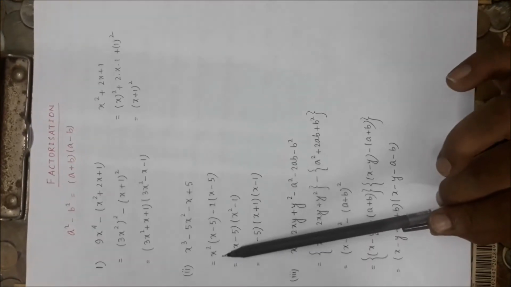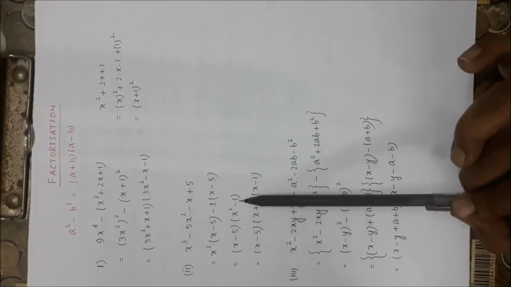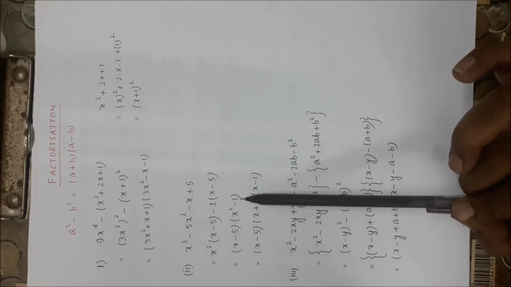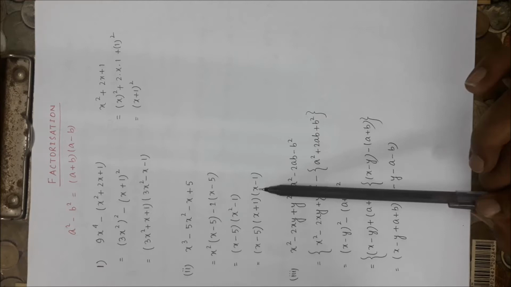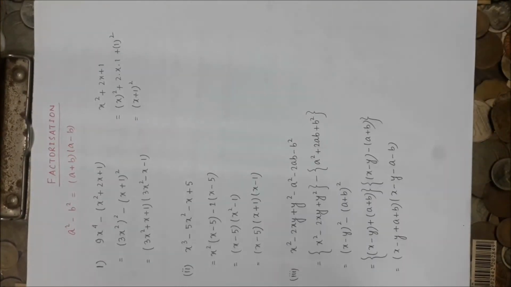So now look at these two terms. From these two terms, we can take x minus 5 as common. So we'll get x square minus 1. Now look at the term x square minus 1. Here we can apply the formula of a square minus b square. So if you apply the formula, you will get x plus 1 into x minus 1. So the factors will be x minus 5 multiplied by x plus 1 multiplied by x minus 1.